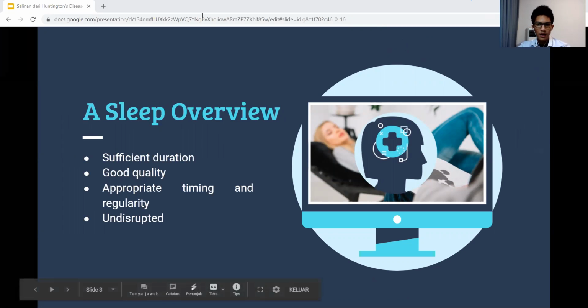Now, sleep is a biologic process that is essential for life and optimal health in all living beings, and that includes us humans. Because sleep plays a critical role in brain function and systemic physiology, including metabolism, appetite regulation, and the functioning of immune, hormonal, and cardiovascular systems. Now, a normal and healthy sleep must fulfill some of these conditions, which are sufficient duration of sleep, good quality, appropriate timing and regularity, and lastly, undisrupted, which means the absence of sleep disturbances and disorders.